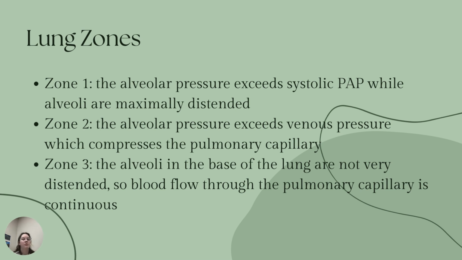And then there's zone 3, which is in the base of the lung. So the alveoli in the base of the lung are not distended, so blood flow through the pulmonary capillary is continuous. The little air sacs aren't open all the way, and so there's no compression on your pulmonary capillaries. The blood can flow through without interruption. Both your arterial and your venous pressures are greater than your alveolar pressure because of the gravity.